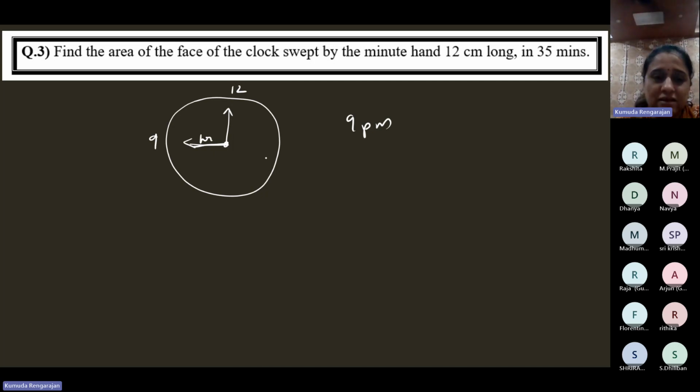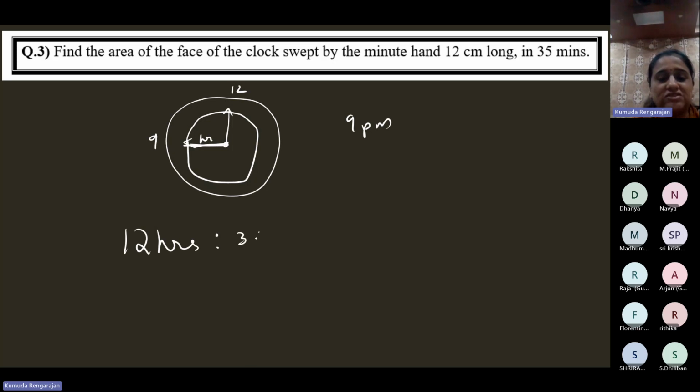Talking about the hour hand, at 9 p.m. it is at 9, so it should come back to 9. The hour hand should complete a circle. It has to go all the way around and come back to this position. So when will the hour hand come back to 9? At 9 a.m. next day, tomorrow. So what is that duration? 12 hours. So the hour hand needs 12 hours to go 360 degrees.